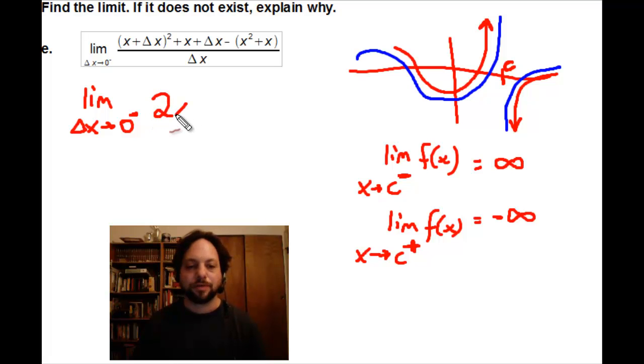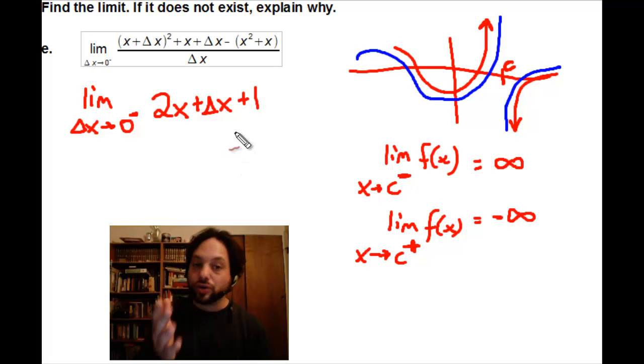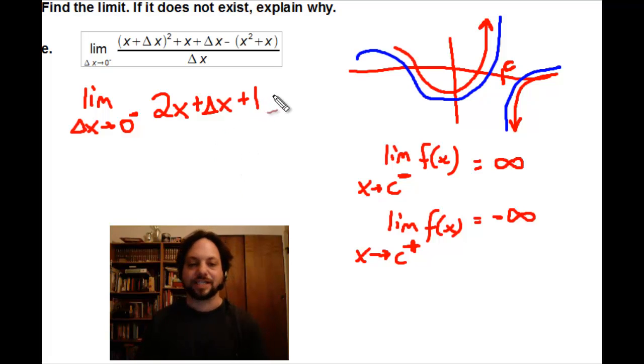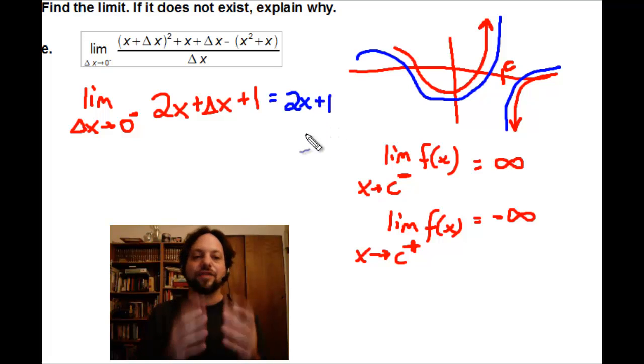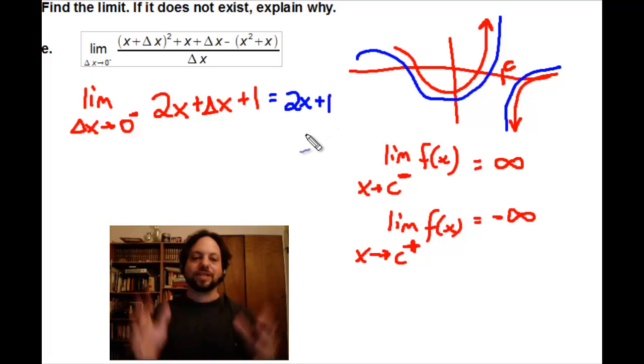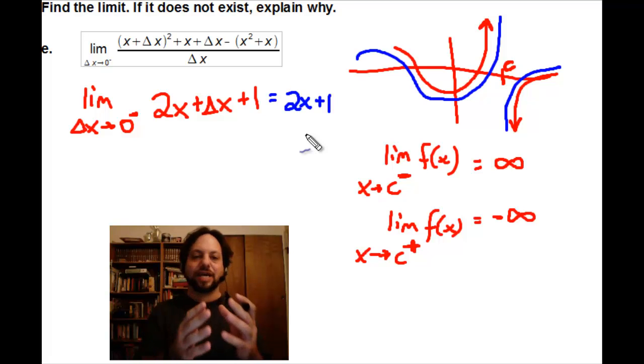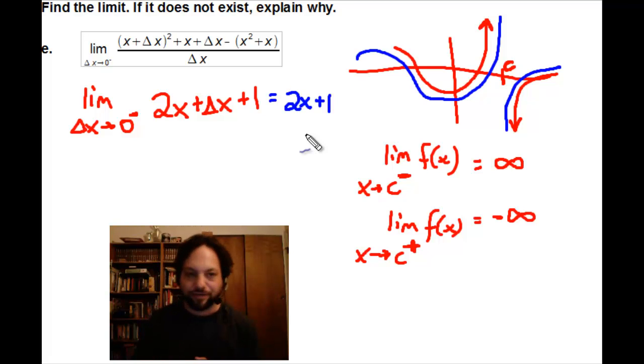So if you do simplify this, what you are going to get, if you do it correctly, is 2x plus delta x plus 1. And at this stage, you can plug 0 in for delta x. That should not be an issue for you here. In fact, if you do plug 0 in for delta x, what you'll get is 2x plus 1. And that, in fact, is the limit of all this nastiness as delta x approaches 0 from the left.